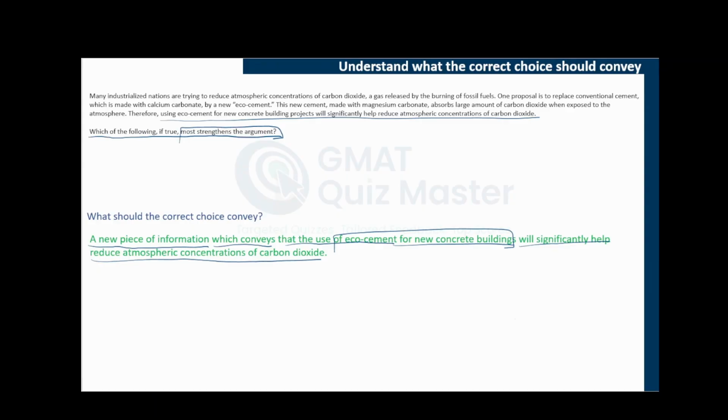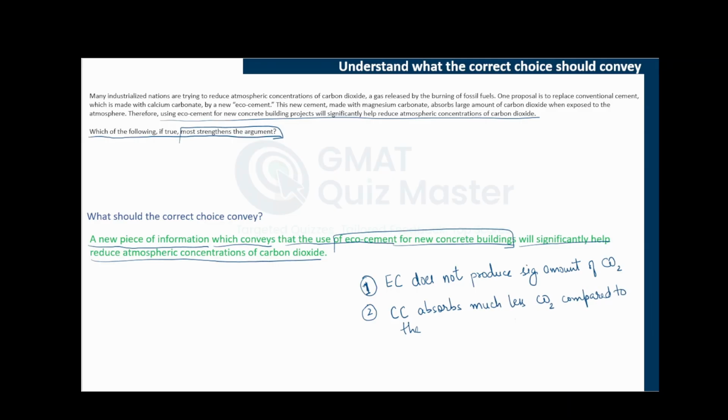Now, if you want to pre-think some scenarios, you can pre-think scenarios here. For example, one scenario can be that the eco cement does not produce a significant amount of CO2. The second scenario can be that the conventional cement absorbs much less CO2 compared to the eco cement. Thinking about these scenarios is a part of pre-thinking.